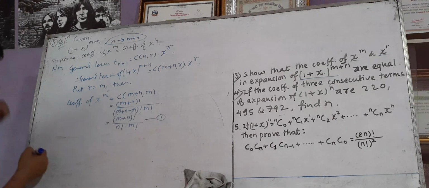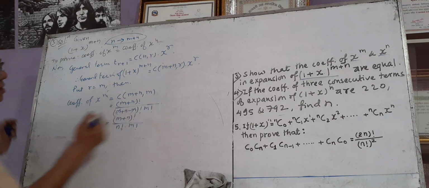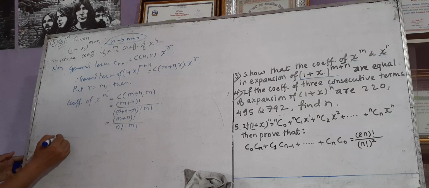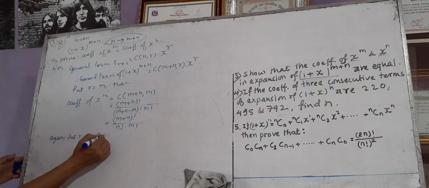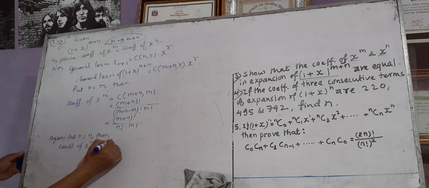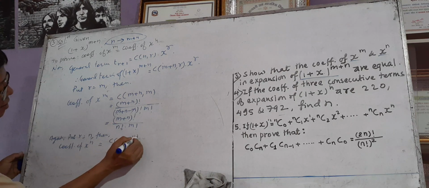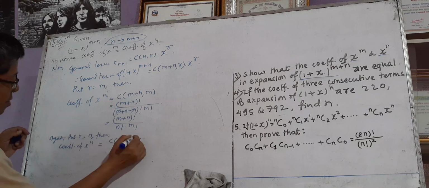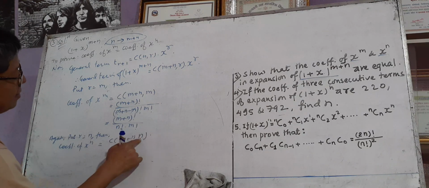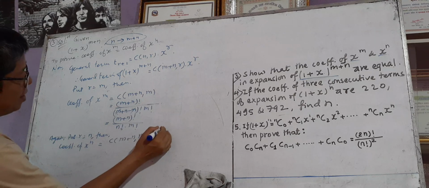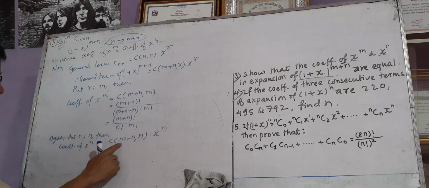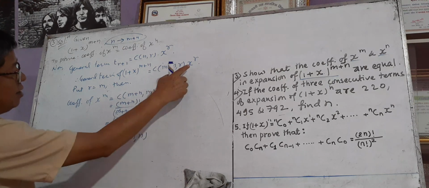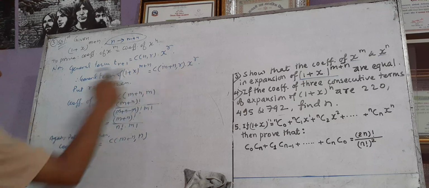So let it be 1. Not necessary to do this. Again, put r equal to n. Then the coefficient of x^n is C(m+n, n) times x to the power n. Okay, we can write this: this becomes x^n, and the coefficient of x^n is this one.